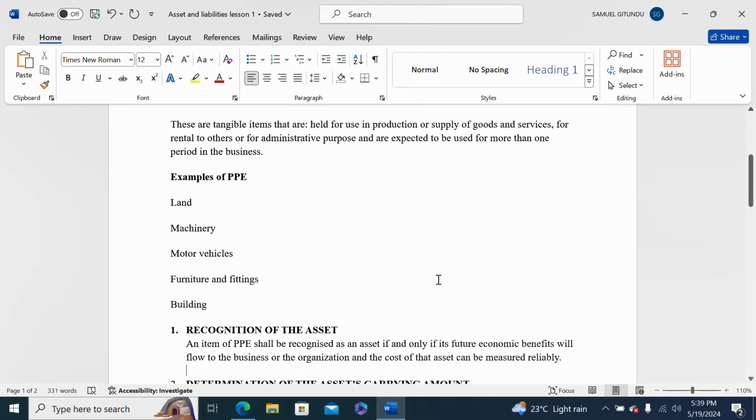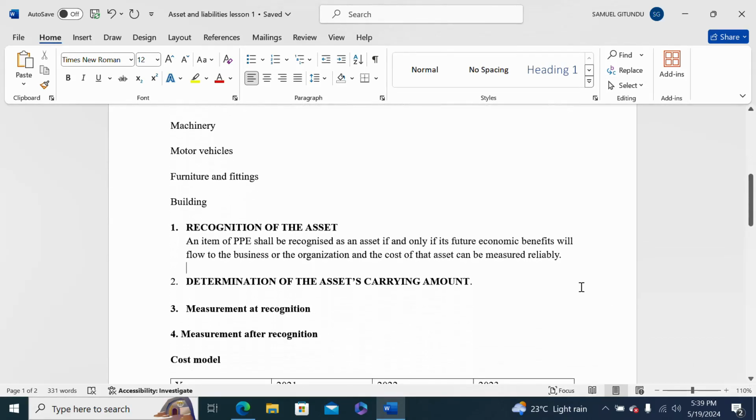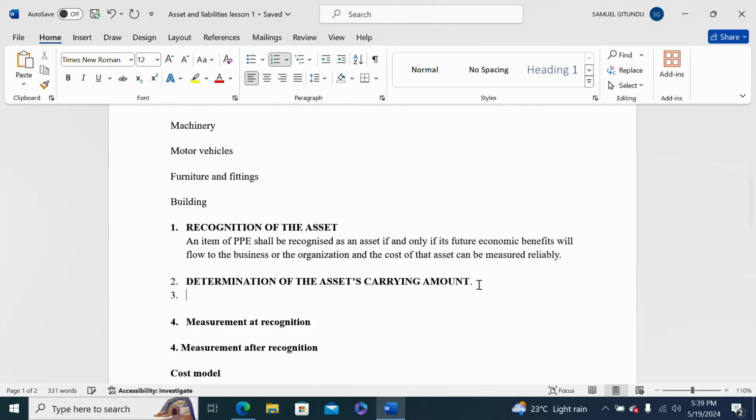Then we go to the second objective, which is the determination of the asset carrying amount. And we say that the carrying amount of an asset is the value of an asset at any given time.